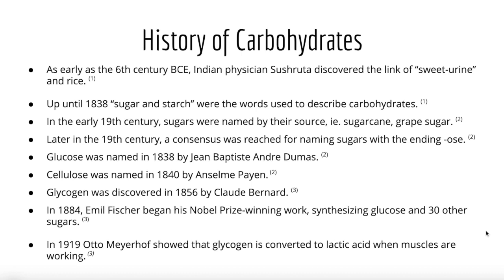In 1840, Anselme Payen named cellulose. Glycogen was discovered in 1856 by Claude Bernard. In 1884, Emil Fischer began his Nobel Prize-winning work synthesizing glucose and 30 other sugars. In 1919, Otto Meyerhof showed that glycogen is converted to lactic acid when muscles are working.